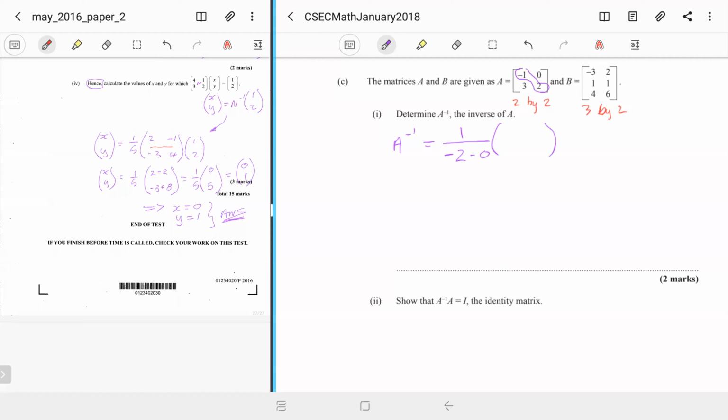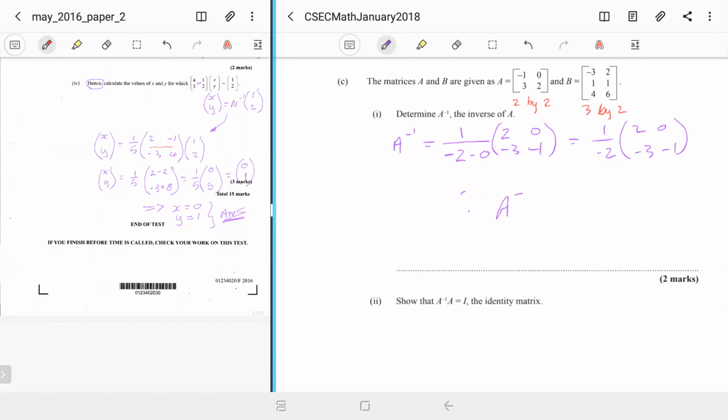Interchange the elements on the first diagonal. Interchange them: 2, -1. Leave these two where they are, but change the sign. 0 stays 0, and the 3 becomes -3. The determinant here is -2. So it becomes 1 over -2 times 2, 0, -3, -1. So basically I am dividing each value by -2.